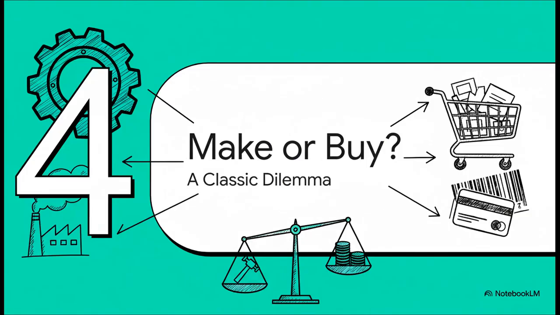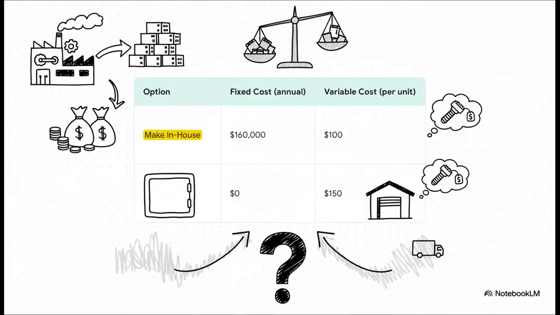Now, what's really cool is that this same exact logic works for all kinds of other big business decisions. For instance, the classic dilemma, should we make something ourselves or should we just buy it from someone else? Okay, check this out. A company can drop 160 grand on new machinery to make a part for $100 each. Or they can skip that huge upfront cost and just buy the part from a supplier for $150. Big investment for long-term savings or no investment and higher cost per item.